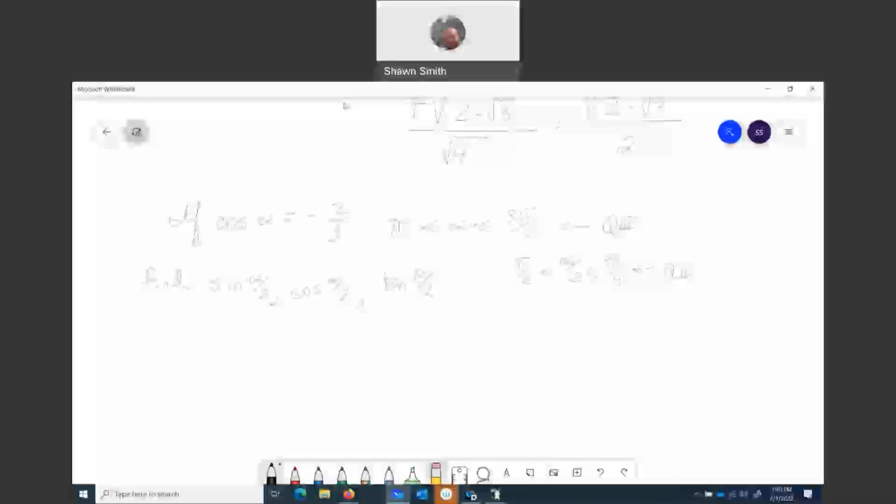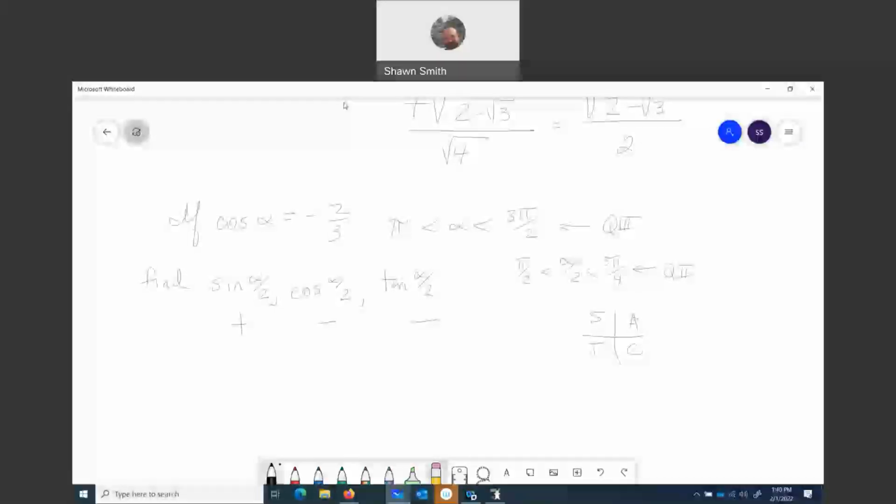So if I say sine of alpha over 2, sine in quadrant 2 is positive, cosine is negative, and tangent is negative, right? All Students Take Calculus. Everything, all of it's positive in quadrant 1. Sine and its reciprocal positive, everything else negative. Tangent and its reciprocal, everything else negative. And C, cosine, it's positive and its reciprocal, everything else negative.